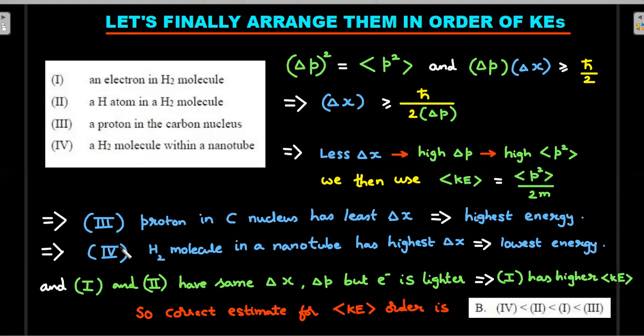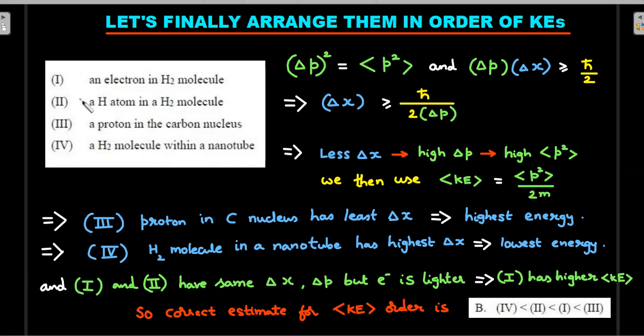The highest size is for a nanotube. The hydrogen molecule is smaller in size than the nanotube, please understand that. So the fourth one, which is the hydrogen molecule in a nanotube, has the highest delta x and therefore has the lowest energy. So these are the 2 extreme options.